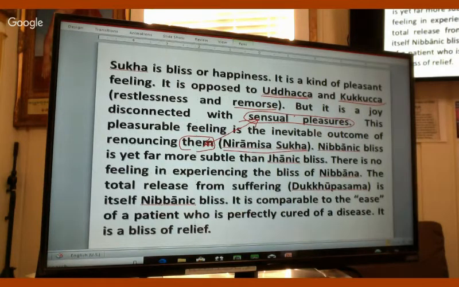So this is another kind of sukha. And then the best one we call nibbana sukha. Nibbana bliss is more subtle than the jhana bliss. Jhana bliss equals niramisa sukha, no need for adding. But with that kind of sukha, we have sensation. Vedita sukha, another Pali name.